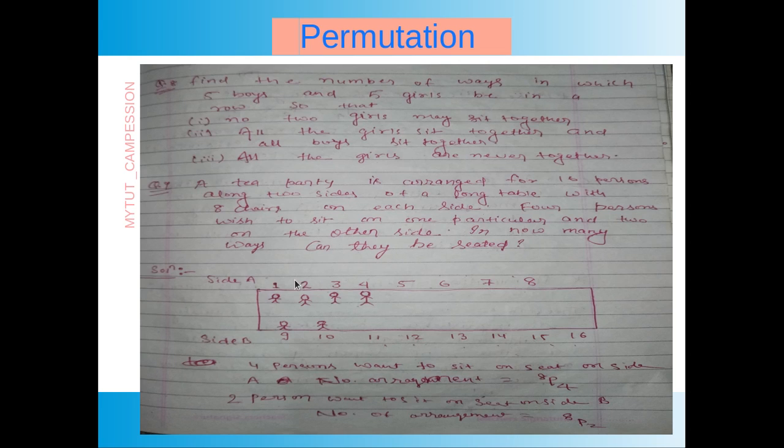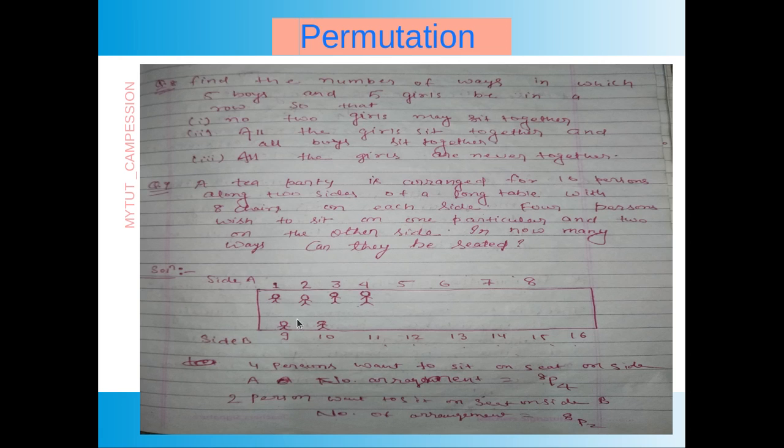But 4 persons want to sit on side A, then 2 persons want to sit on side B, the other side. In how many ways can they be seated? How many arrangements are possible? These 4 want to sit on side A, and these 2 want to sit opposite to the 4 on the other side. So how many arrangements are possible to seat all 16 in these chairs?